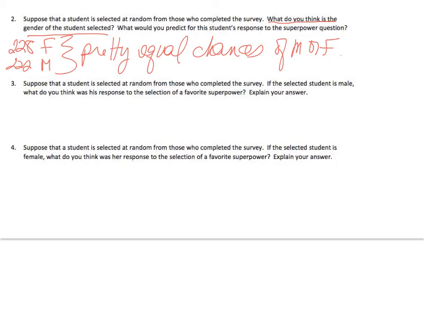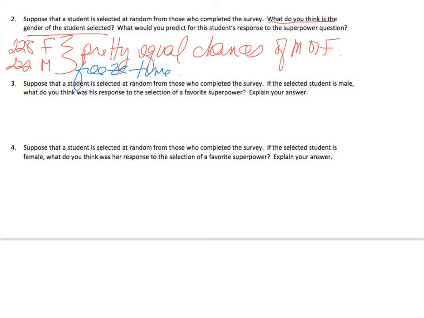What would you predict for the student's response to the superpower question? If I look at the total, the bottom row of that table, the one with the biggest number or the highest percent was in fact freeze time. So that would be my guess as to which of the superpowers the student had selected, because it was selected by more of the males and females added together than any other superpower.